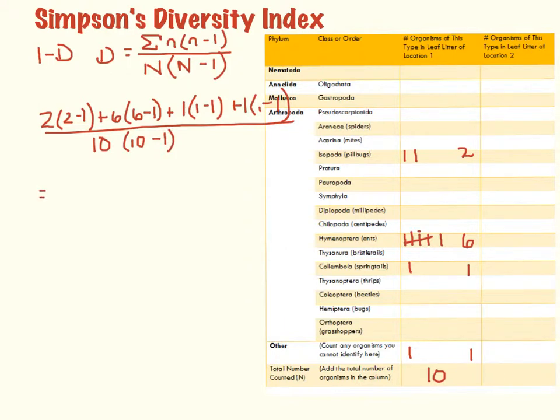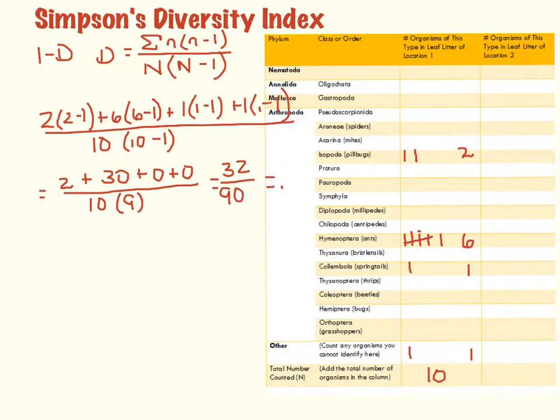If I start by doing my subtractions and multiplications, 2 times 1 would be 2, 6 times 5 would be 30, 1 minus 1 is 0 times 1 would be 0, and the same for the next one. My denominator would be 10 times 9, so I would end up with 32 divided by 90, which on my calculator gives me 0.36.